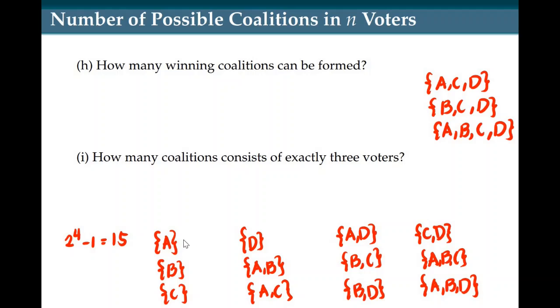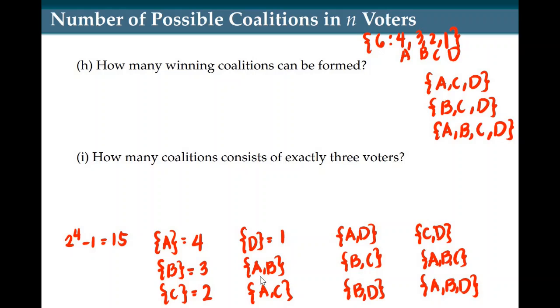So for the first coalition, this has only 4 votes. From this weighted voting system, 6, 4, 3, 2, 1. So this is voter A, voter B, voter C, and voter D. So for voter A, 4 votes, voter B, 3, C, 2, D, 1.